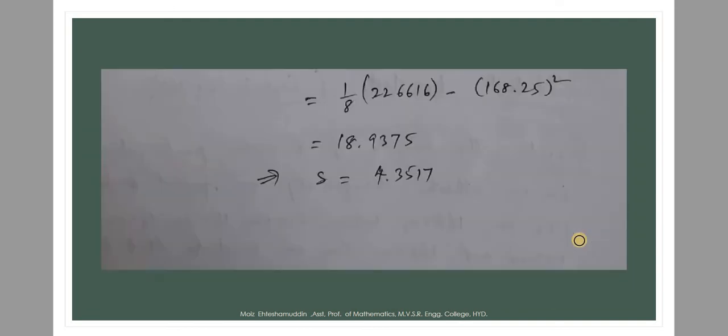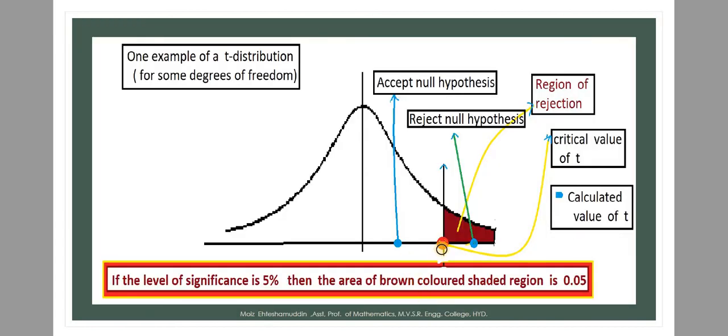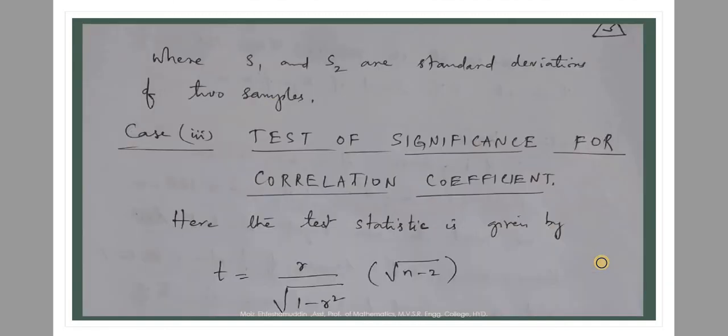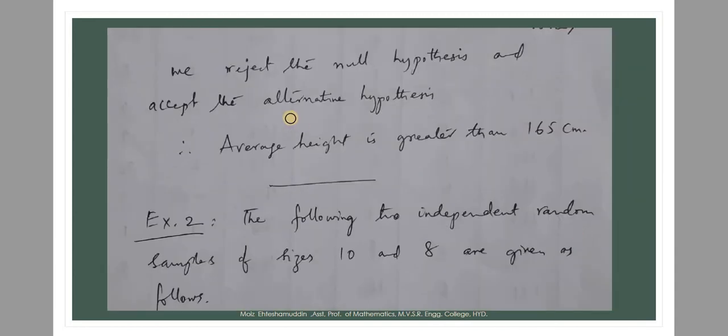So if you look at this particular graph, this calculated value 1.976 is here, and the critical value is 1.895. So as per the rule, we reject the null hypothesis and accept the alternative hypothesis. So we say that the average height is really greater than 165.